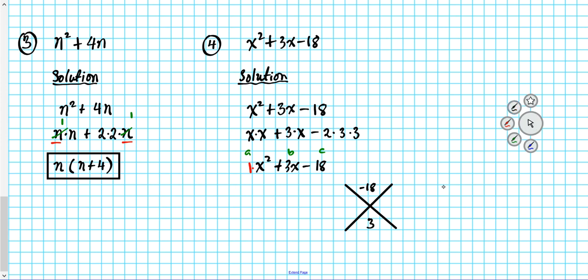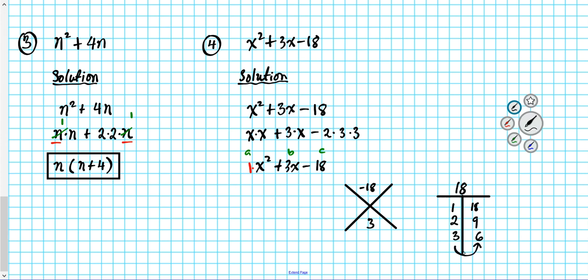Well, let's see. We're going to list all the pairs of integers that multiply to give us 18 and then see which one combines to give us 3. Alrighty, let's do it. So we know 1 times 18 is 18. 2 times 9 is 18. 3 times 6 is 18. And 4 and 5 do not go into 18, so we have a full loop.